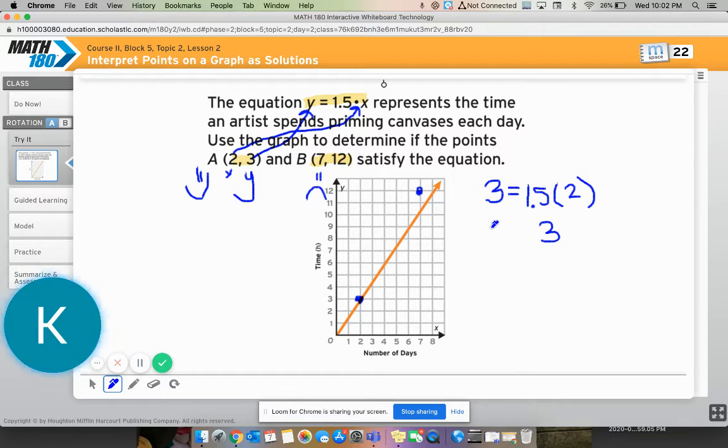and 3 from the left-hand side equals 3. So that is another reason why it supports and satisfies the equation. If I did the same thing with 7 and 12, I would take 7 and substitute that for my x value, and I would take 12 and substitute that for my y value.